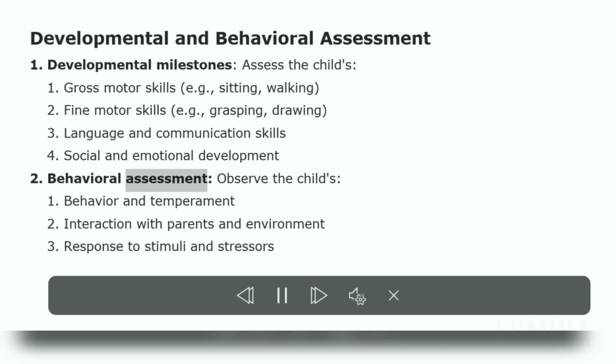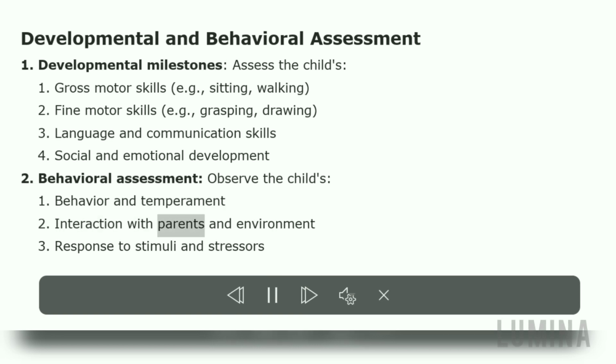2. Behavioral assessment. Observe the child's 1. Behavior and temperament. 2. Interaction with parents and environment. 3. Response to stimuli and stressors.